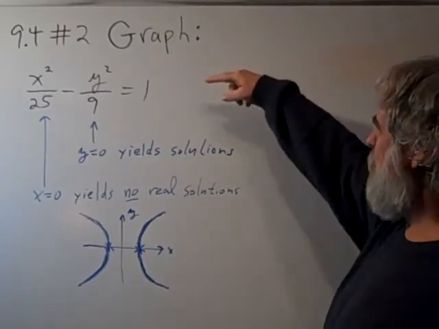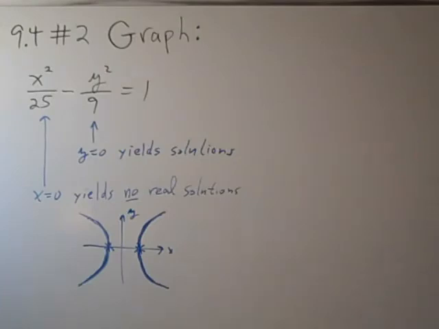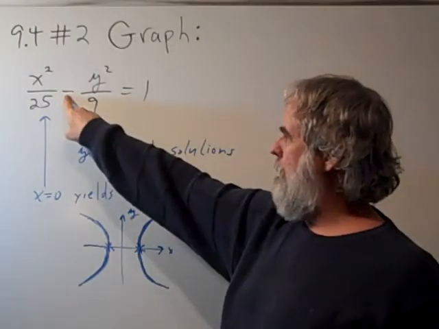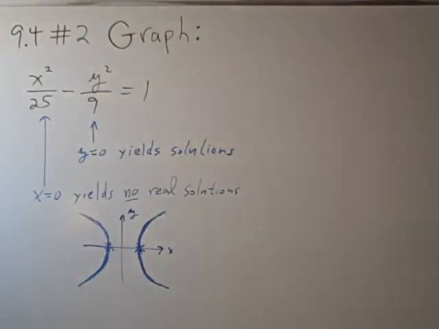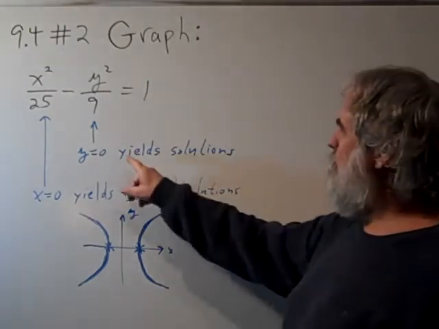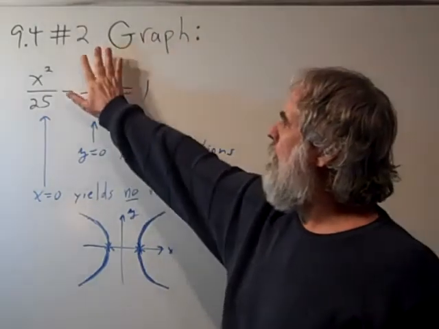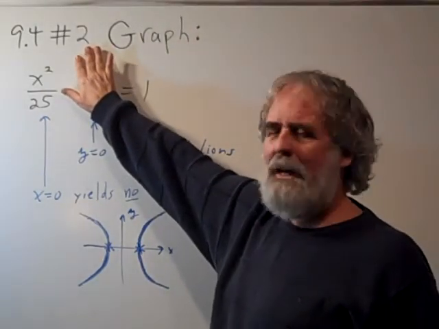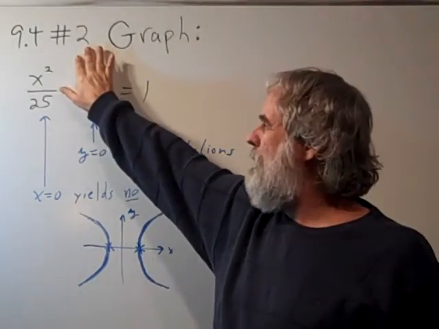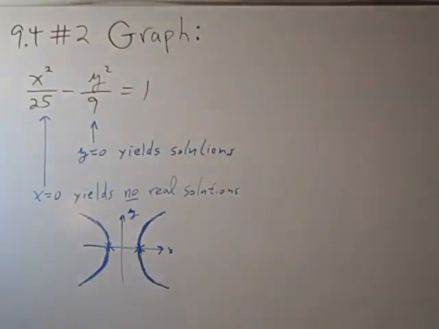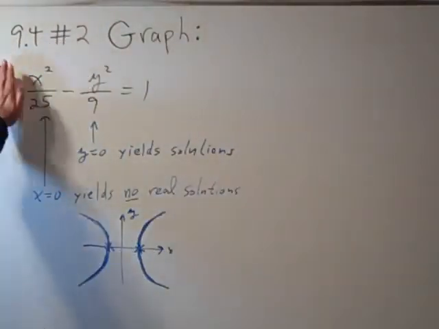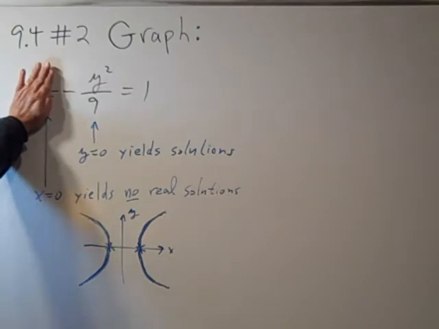Okay, to graph this equation, which is a pair of hyperbolas, since it's a minus. If it was a plus in the middle it would be an ellipse. Anyway, notice that if y equals 0, there are solutions. In fact, x equals plus or minus 5. But if x is equal to 0, we have no real solutions.